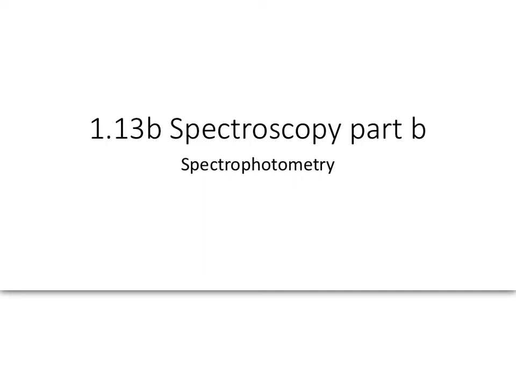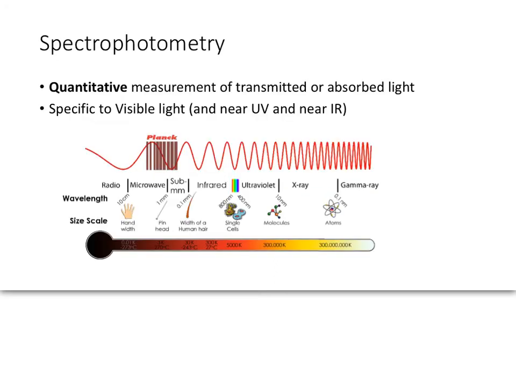Okay, this is the second podcast about spectroscopy, and in this one we're going to talk about spectrophotometry, which is a type of spectroscopy. So spectrophotometry is a quantitative measurement of transmitted or absorbed light, and we're generally talking about visible light. Sometimes we have some near UV or near IR, but we're really talking about this range right here. A little bit of UV, a little bit of the IR, but we're mainly talking about visible light.